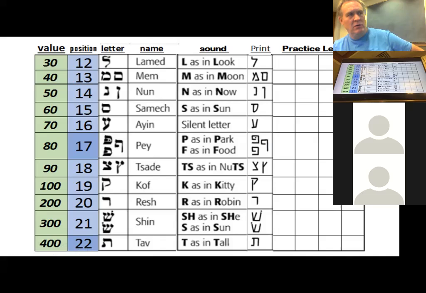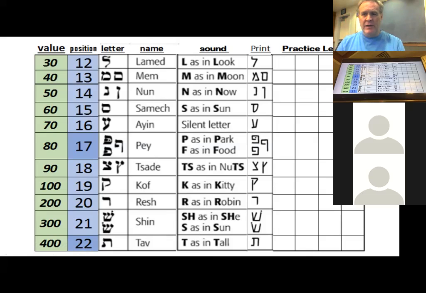Reish says ro. Lost my cursor. There it is. Shin says show and so. Tav says toe. Perfect. All right. Now, as we've gone through the different chapters, there's been a lot of words, probably 100 words we've talked about.